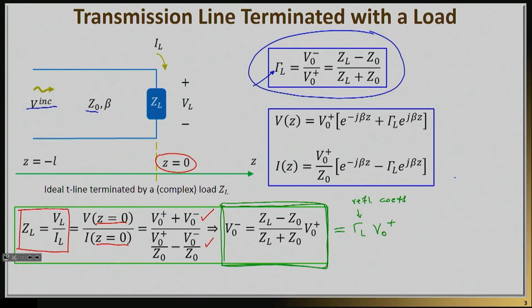Now, we should remember that ZL in general is actually a complex number, and that means that this gamma L in general is going to be a complex number. So it's going to have a magnitude and a phase, which I'm calling here theta. So now if I take this expression for V0 minus and express it with respect to gamma L, I will get these expressions right here, which give me the total voltage wave and the total current wave as a function of V0 plus and gamma L.